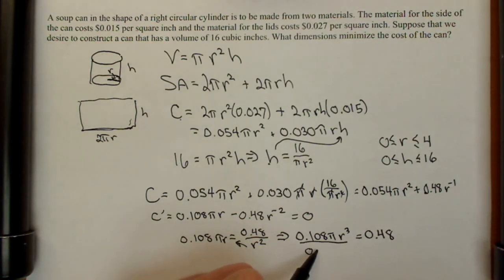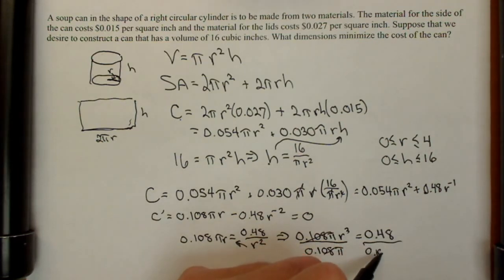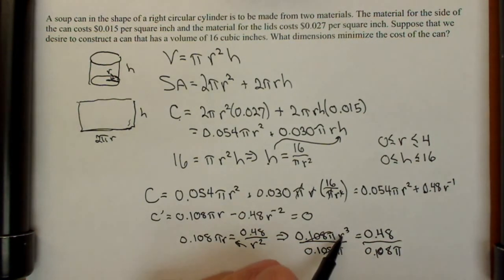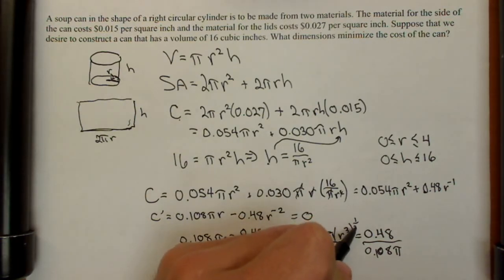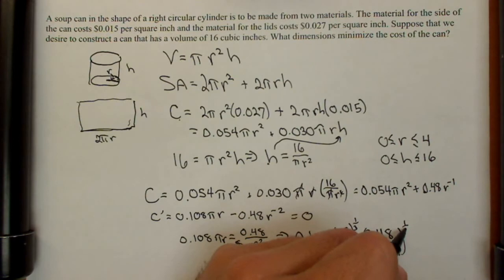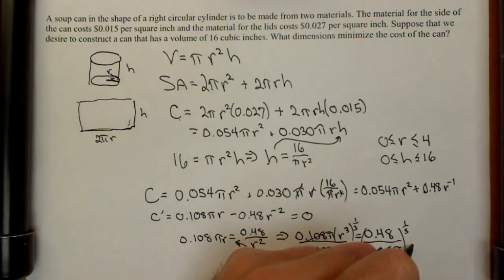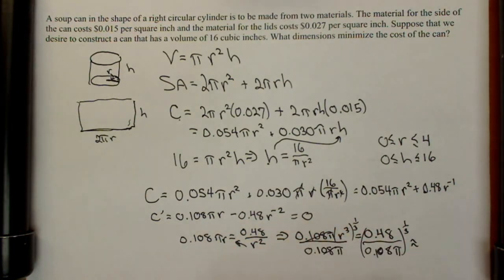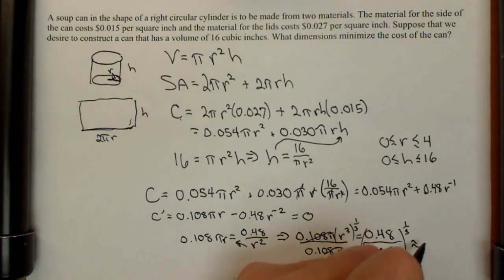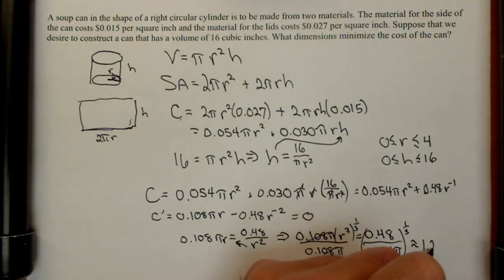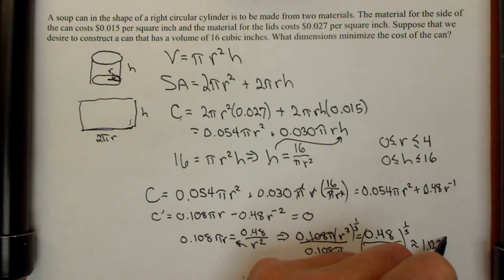So I'm going to divide both sides by 0.108 pi. Cancel that out. 0.108 pi. And then to completely solve for r, I'm going to take the cube root or raise both sides to the 1/3 power. Okay? Now you can do this in your calculator, but it comes out to be a very long decimal. So approximately 1.12259 inches.